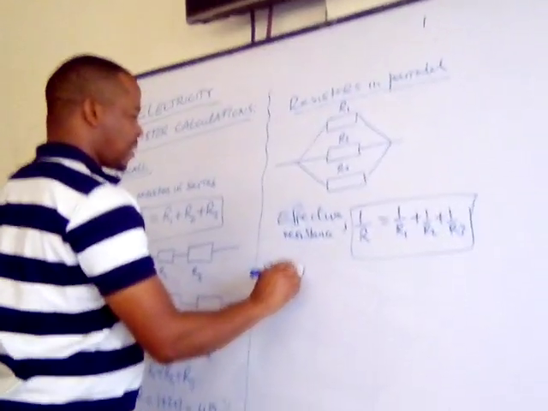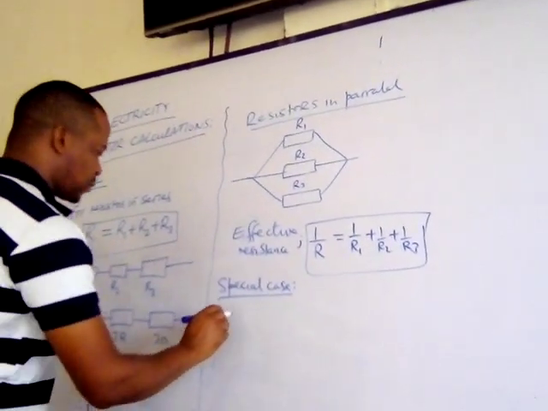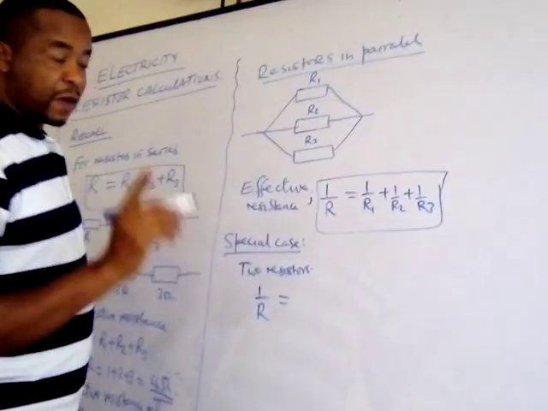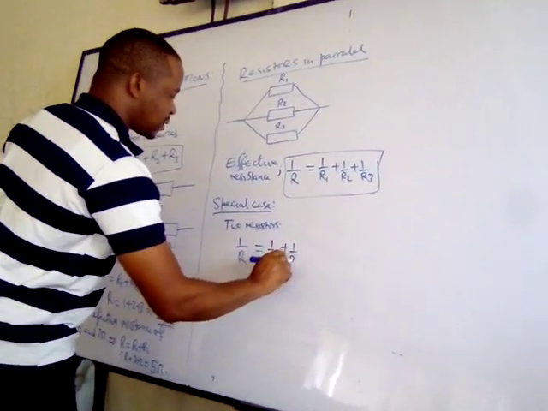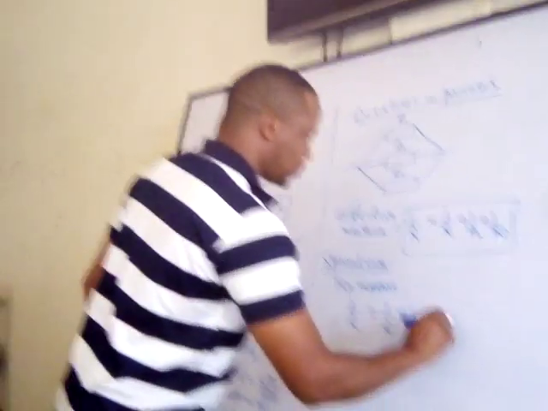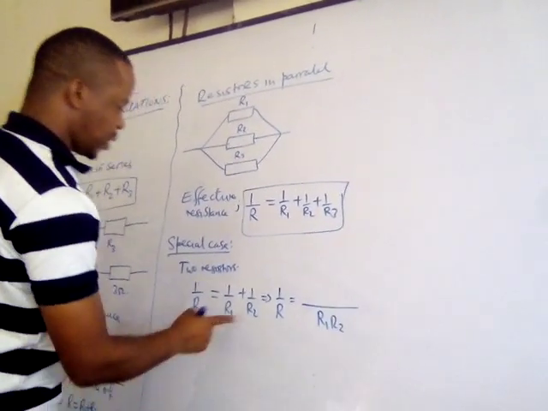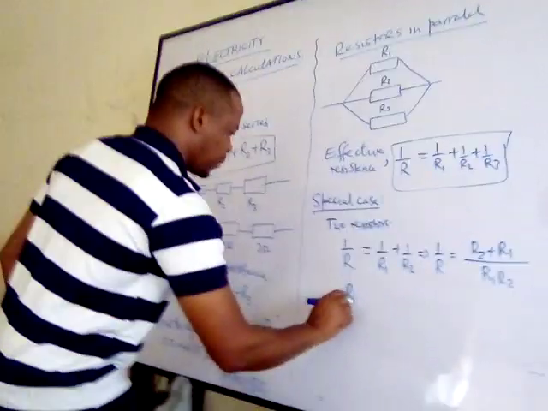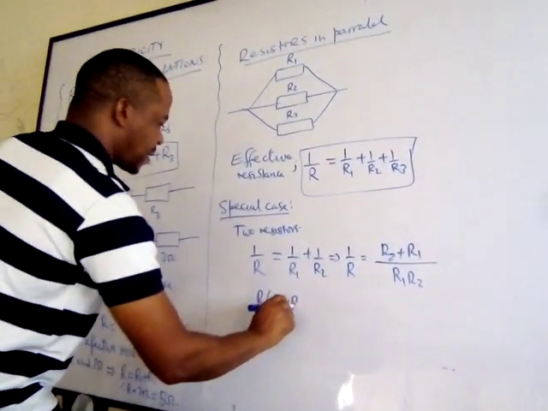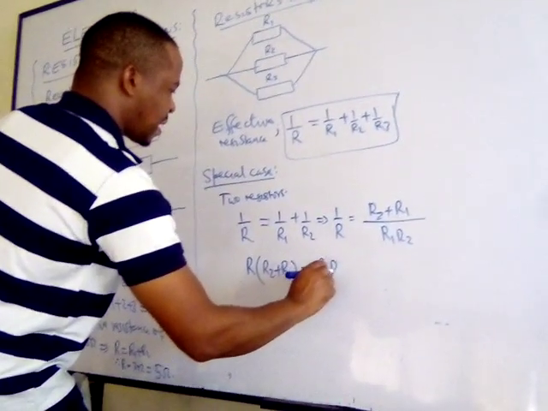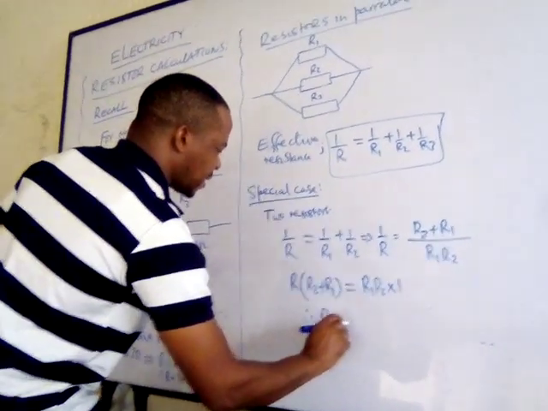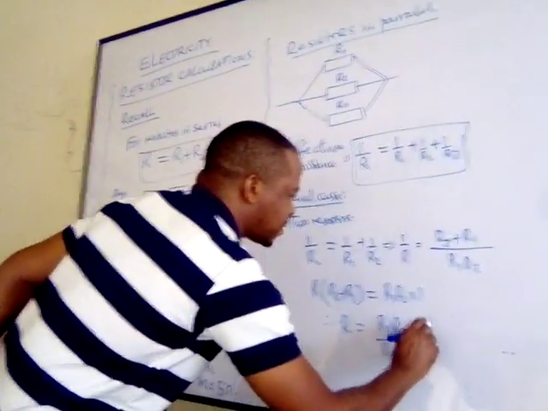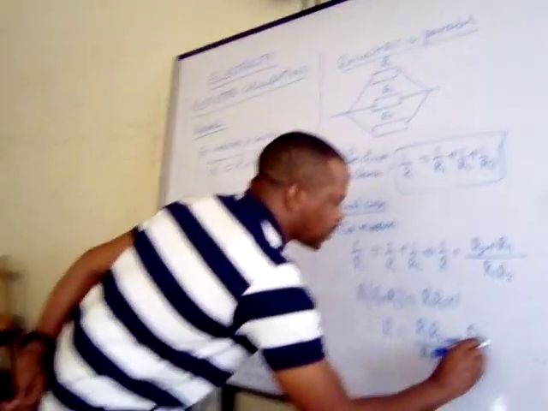But we have a special case here where we have 2 resistors. For 2 resistors, 1 out of R will be obtained as 1 out of R1 plus 1 out of R2. And this is further looked at to give us an LCM here of R1, R2, which we divide through here to get R2, and we divide through here to get R1. And therefore, if we cross multiply, R into the sum will be equal to 1 times the product. And therefore, R, if you make it the subject, will be R1, R2 out of R1 plus R2.